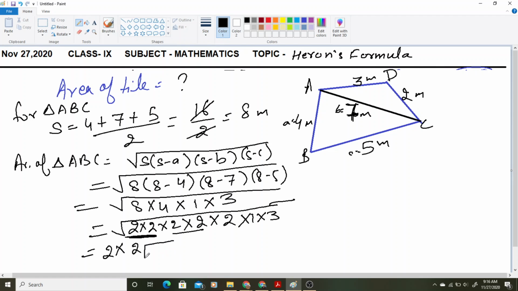Now we will be left with under root what? 2 1s are 2, 2 3s are 6, because they are not forming any pair. These three do not form any pair. So that means the answer is 4 root 6. Okay, this is what we are getting. Now you can find the value of root 6.